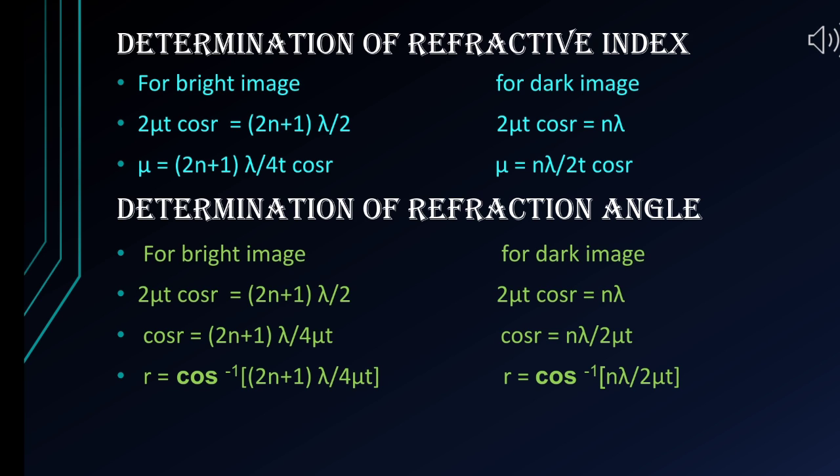Now determination of refractive angle. For the bright image, refractive angle r is equal to cos inverse of (2n plus 1) lambda divided by 4 mu t. Now coming to the dark image, refractive angle r is equal to cos inverse of n lambda divided by 2 mu t.